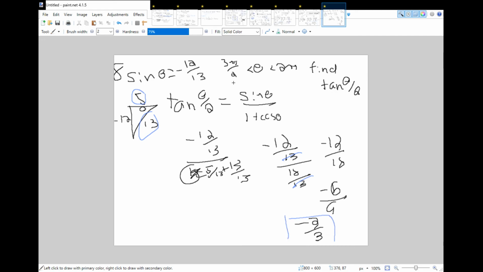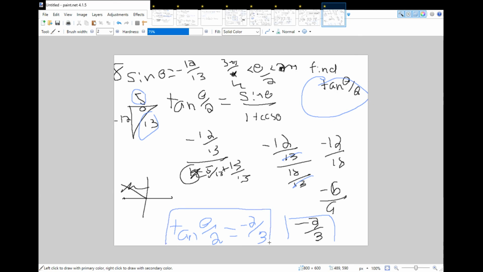But remember, we need to consider half of the original restraint, because theta is between 3 pi over 2 and 2 pi. Theta over 2 will be between 3 pi over 4 and pi, which will be quadrant 2, because pi is in here and 3 pi over 4 will be around here. Tangent in quadrant 2 will be negative. So tangent of theta over 2 is equivalent to negative 2/3. That's how you do these half angle identities. Thank you guys for watching.